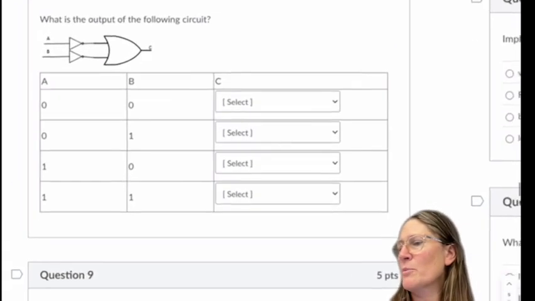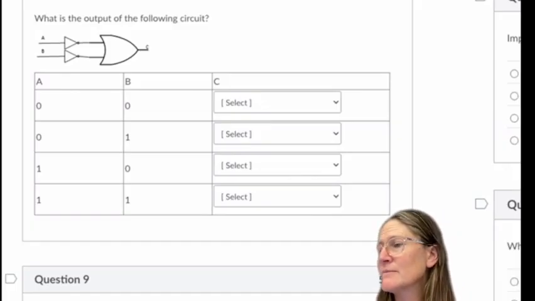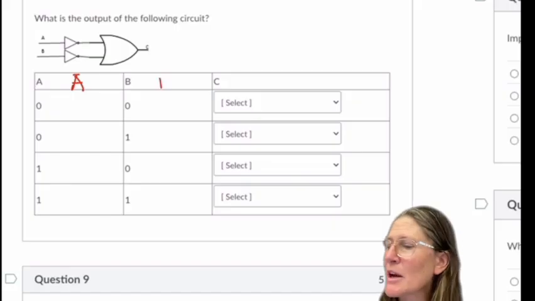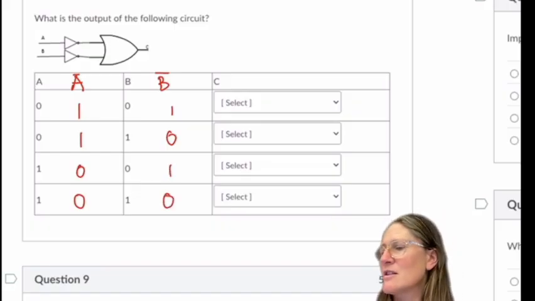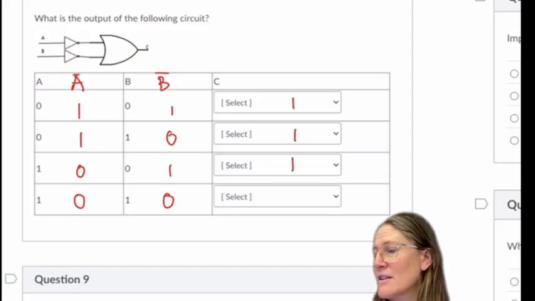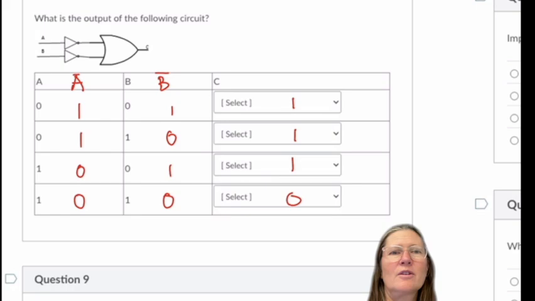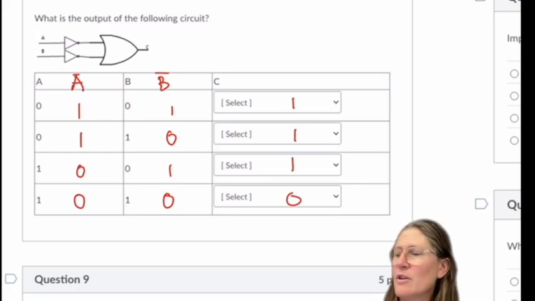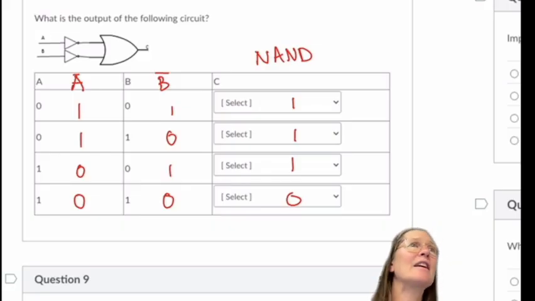All right, what is the output of the following circuit? So when I have a 0, 0, what do I get out of here? I'm going to write these next to it just again so I don't make errors. I'm going to get a 1. Correct. Somebody said that it is a NAND gate.